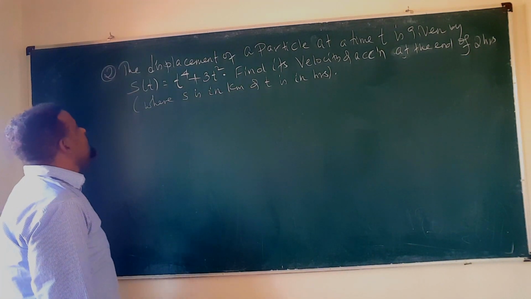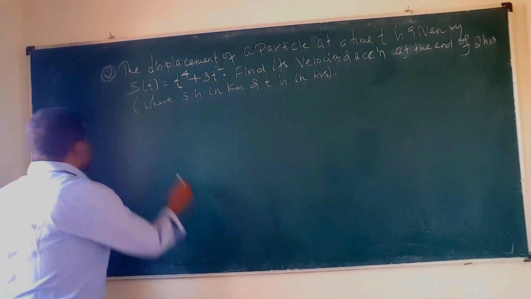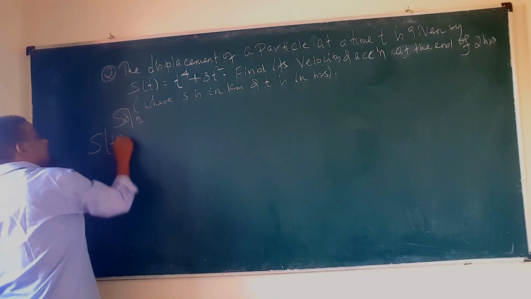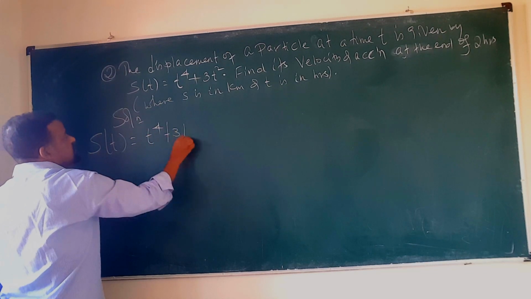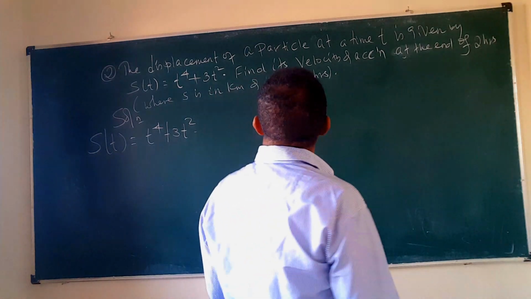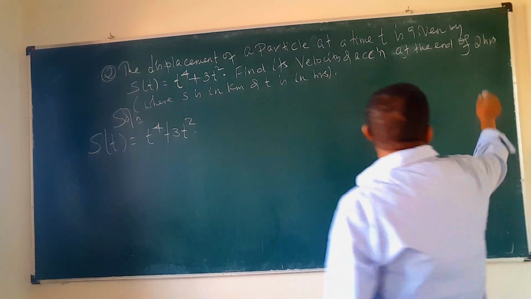Let's do the next problem. It says that the displacement of a particle at time t is given by s of t is equal to t to the power of 4 plus 3t squared. So the displacement function as a function of t is t to the power of 4 plus 3t squared. Find its velocity and acceleration at the end of 2 hours.